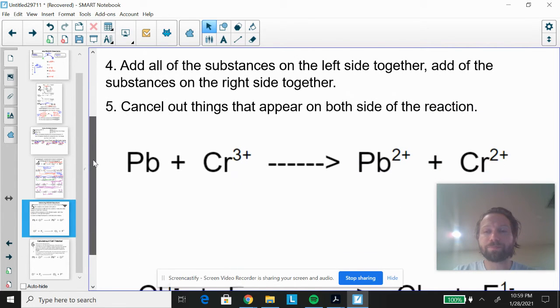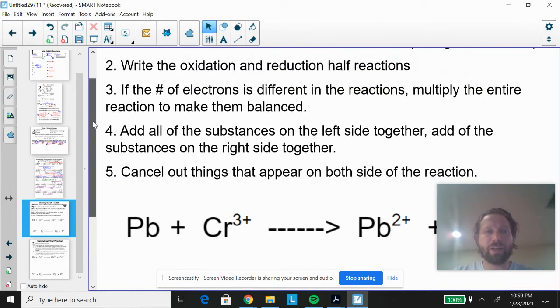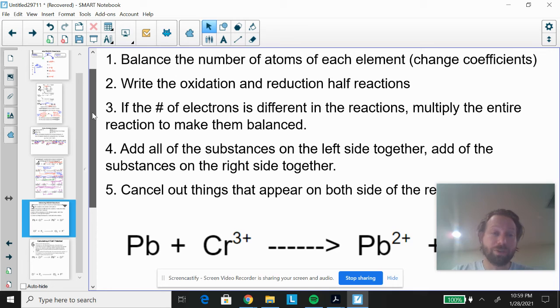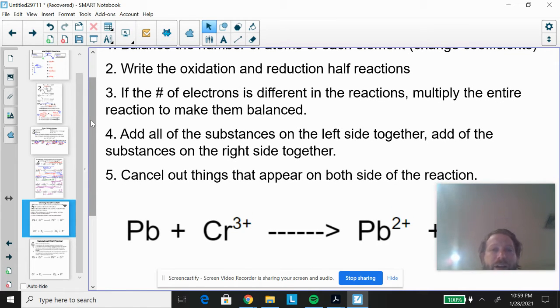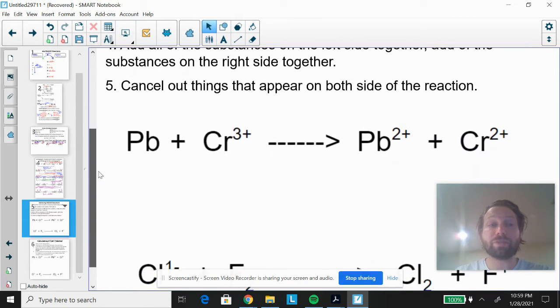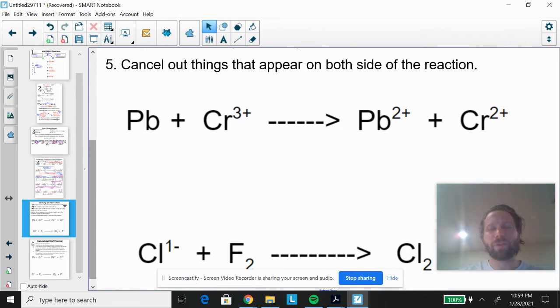we've done before. Just to think about this one particularly as an example, I notice that there's one lead on the left and right, one chromium on the left and right. So I don't need to balance that. So I can move on to number 2. The second one is writing the oxidation and reduction half reactions. Half reactions is something that we covered in a previous video, so if you're not sure how to write those, make sure you go back there.